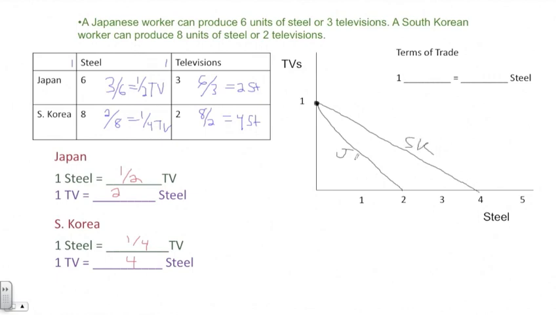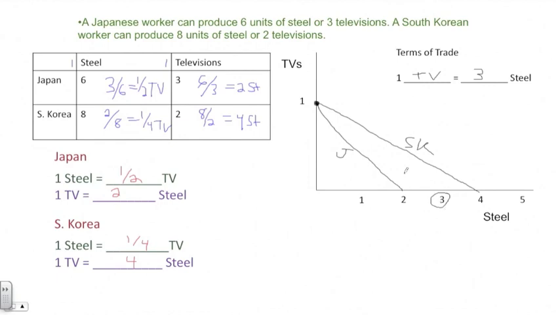Now the rule of thumb here is that trade must occur between these two opportunity costs for this to make sense. So because we have a nice clean number of 2 and 4 as our opportunity cost, we'll use 3 as the terms of trade. In other words, one TV must be traded for something in between 2 and 4. In this case, we'll take 3 steel. Now, it could have been 2.25 steel or 3.75 steel, but 3 falls in between the two, so it makes it nice and clean.